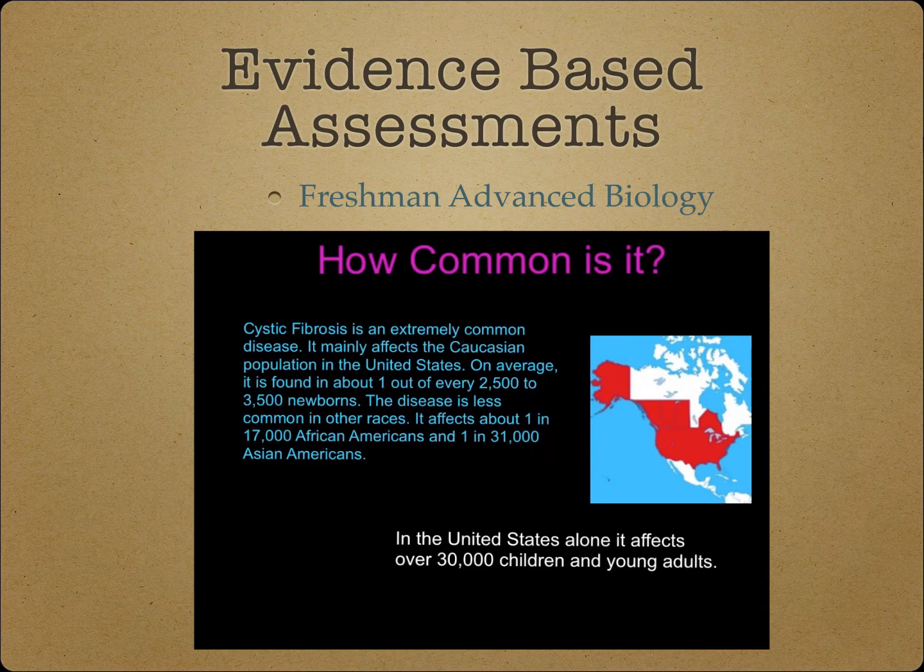Cystic fibrosis is an extremely common disease. It affects mainly the Caucasian population in the United States. On average, it is found in about 1 out of every 2,500 to 3,500 newborns. The disease is less common in other races. It affects about 1 in 17,000 African Americans and 1 in 31,000 Asian Americans. In the United States alone, it affects over 30,000 children and young adults.